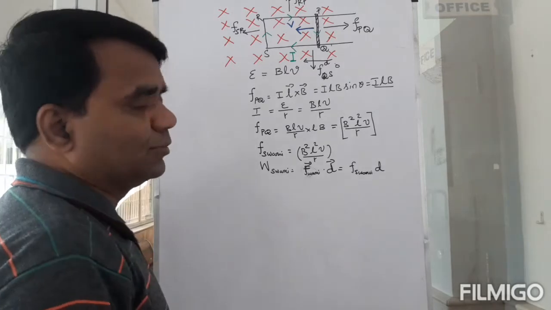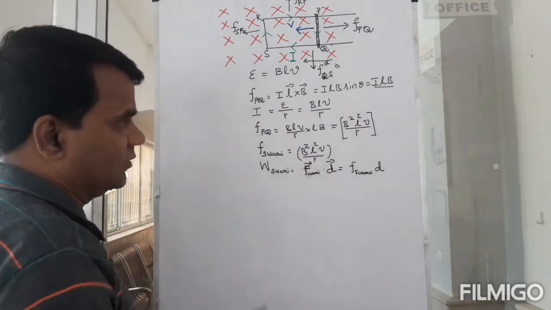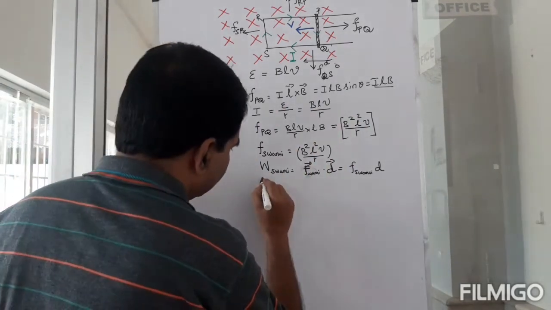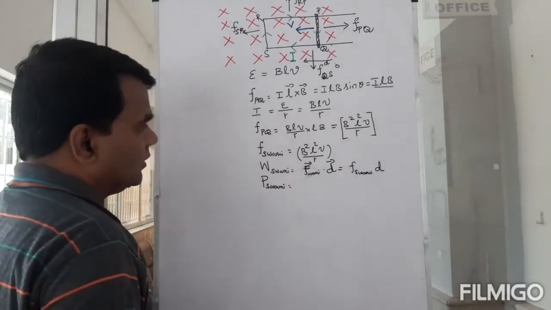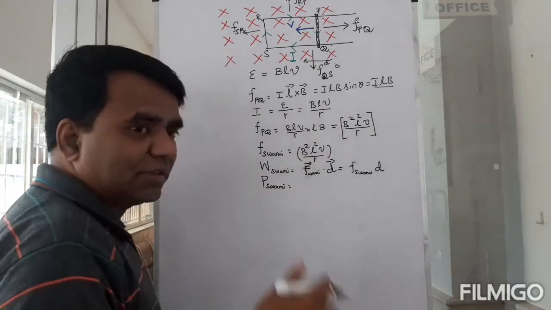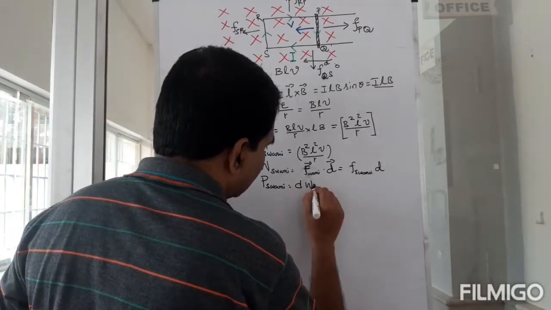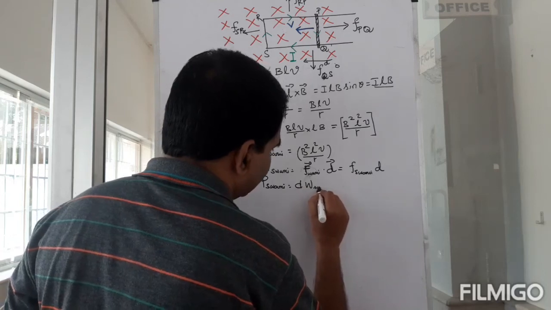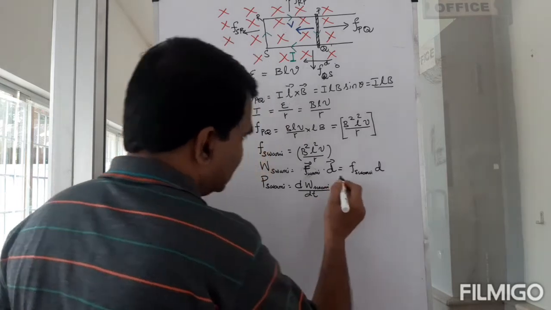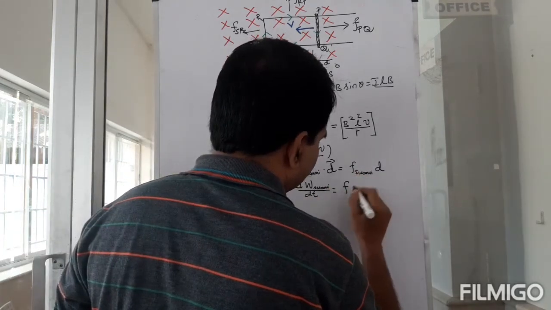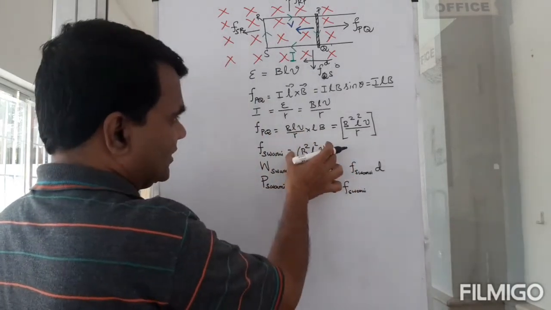So that's what I should do. This is the work I do. Then what's the power? Power is equal to work done by the force, divided by the time. Right? So it's going to be dW by dt, and that's going to be equal to F. That's a constant. Notice, because this is a constant.